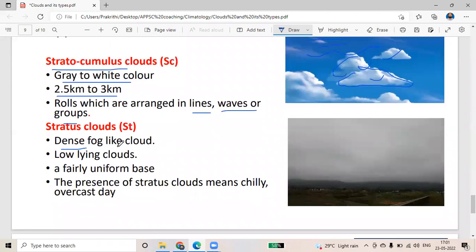Dense fog-like cloud है, low-lying clouds है, a fairly uniform base है इसका, and presence of stratus clouds means there will be chilly or overcast day है. अभी जितना भी बोल दिया है stratus cloud के बारे में बोल दिया है, we have mentioned that has a layer. But when we come to the pure stratus clouds, yes, of course there is layer, but it is not that much visible. But instead, it looks like fog.